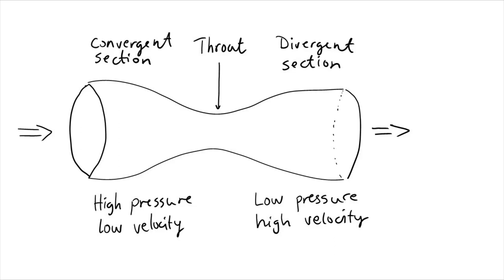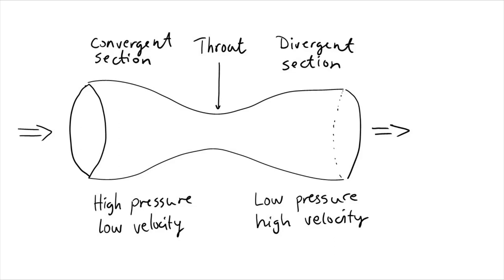In the middle we have a throat in which the sonic velocity will be reached for the fluid flow, and before the throat we have a high pressure region with low velocity, and after the throat we have a low pressure region with high velocity. So basically what happens is that after the throat the fluid flow will expand, the gases will expand, and at the same time they will accelerate to supersonic speeds.